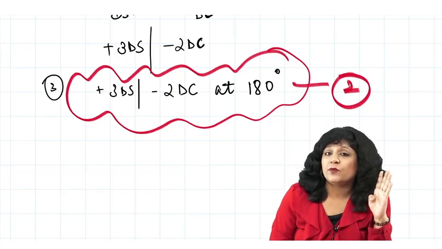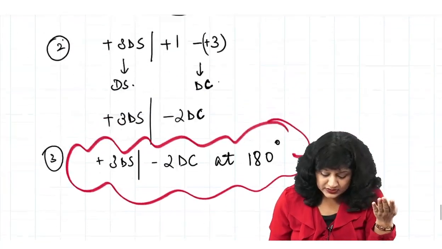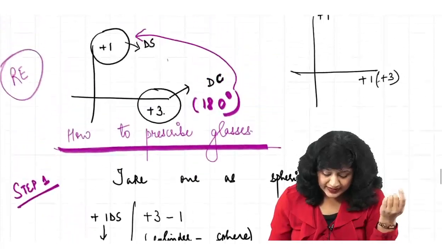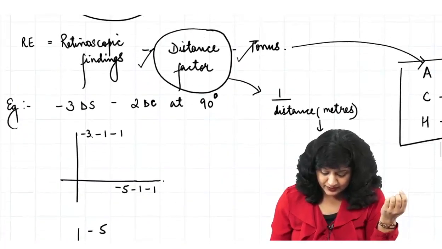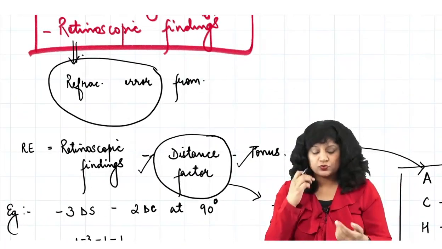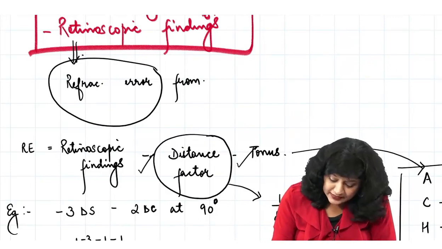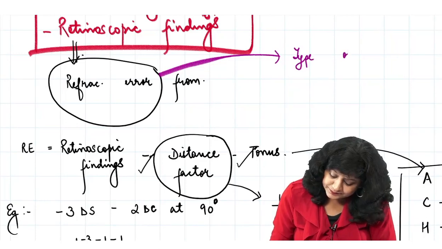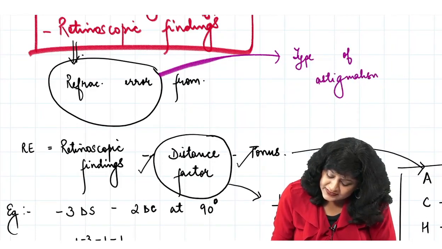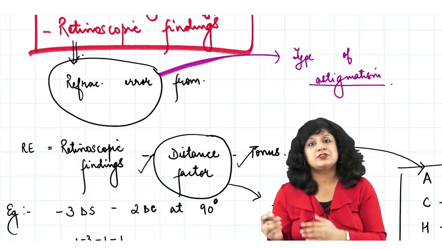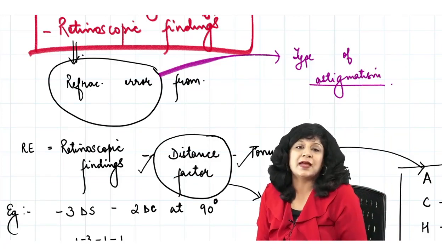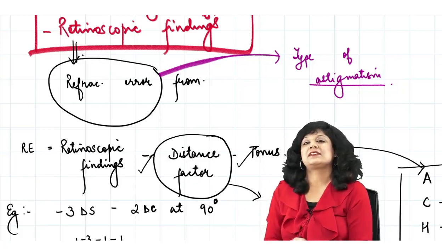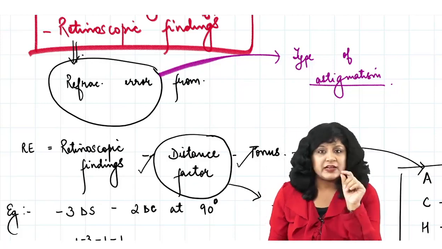Now there is one more thing they can ask you. Suppose they have given you a question to calculate the refractive error, they can also ask you the type of astigmatism. They can also ask you the type of astigmatism, like we solved a question related to astigmatism. What is the kind of astigmatism we have? So let us try to see that also. How can we do it?